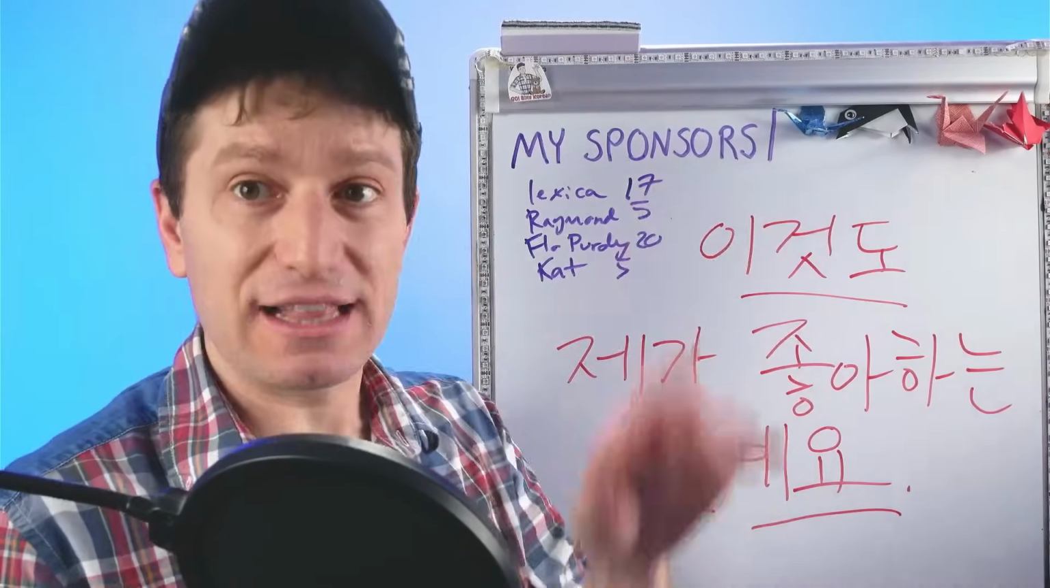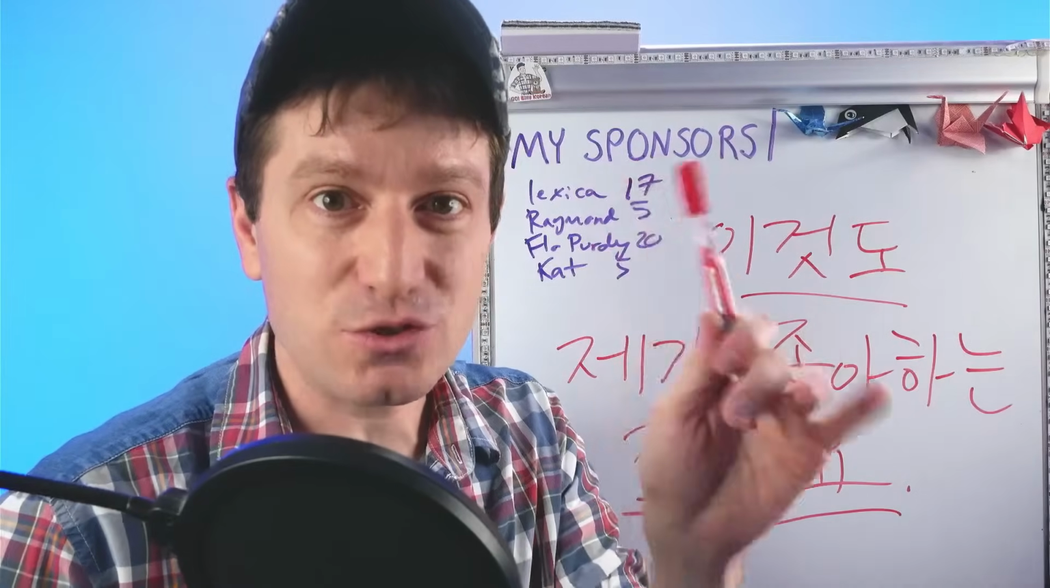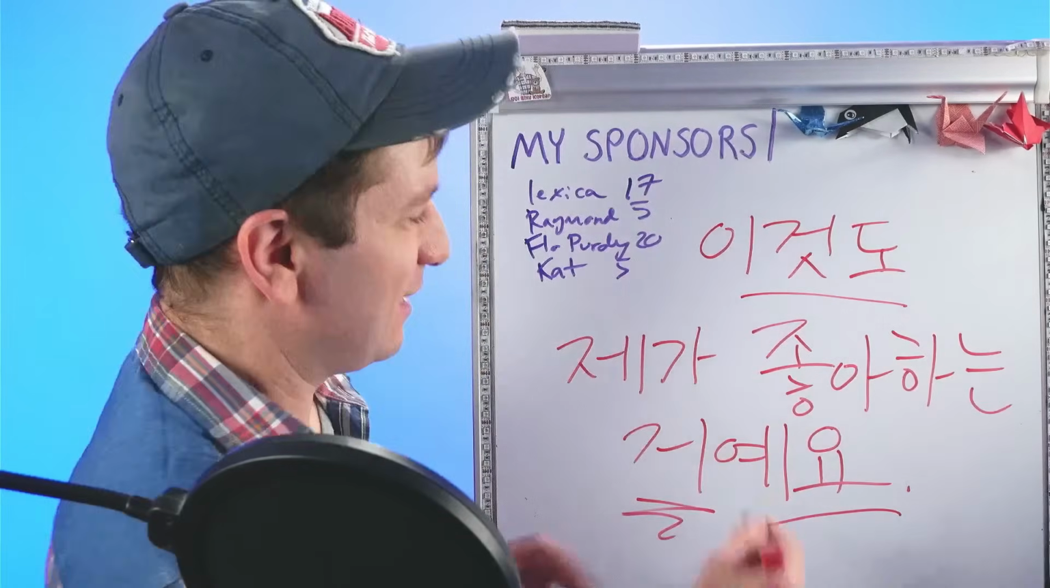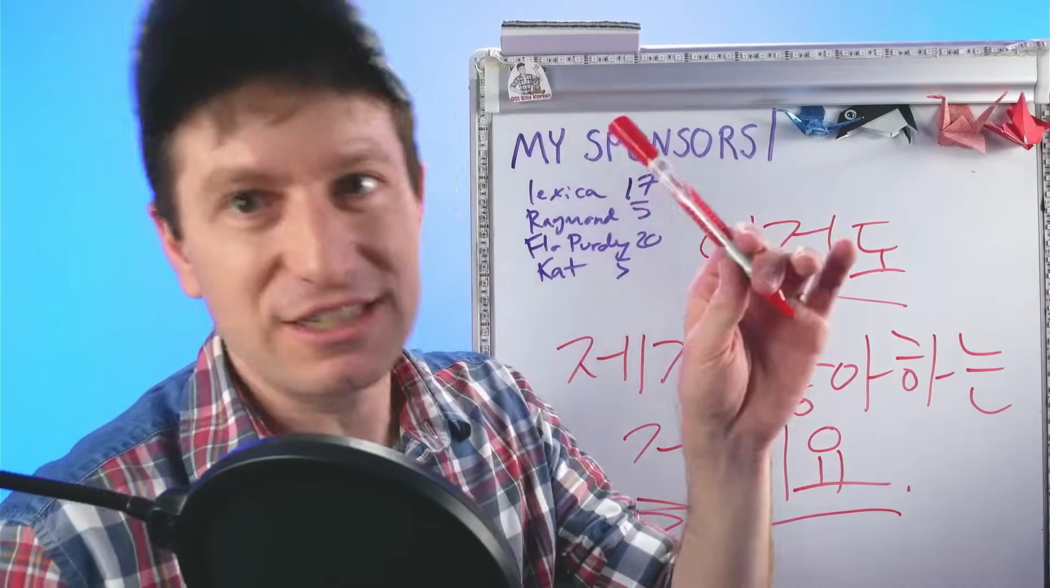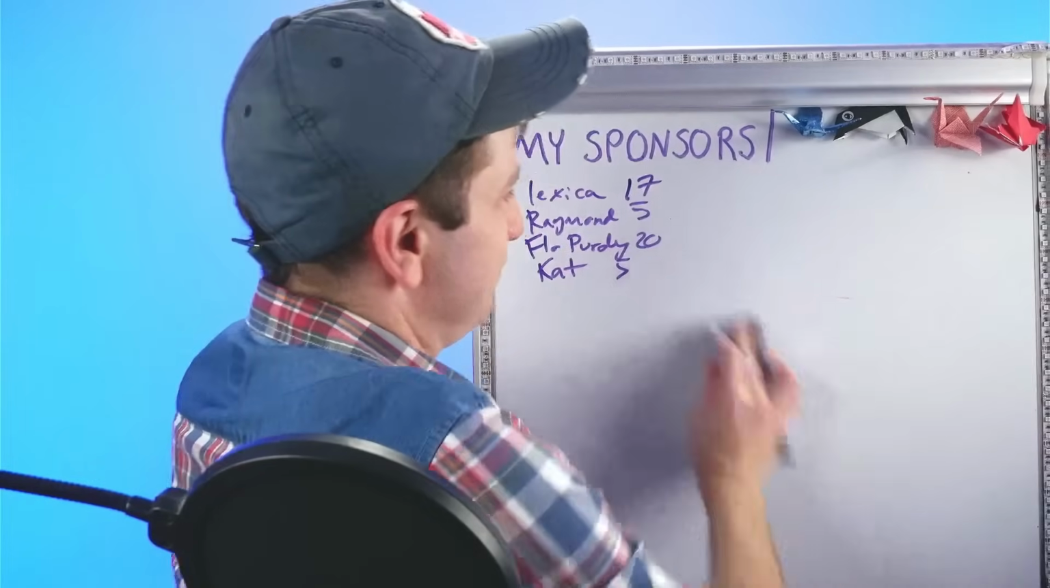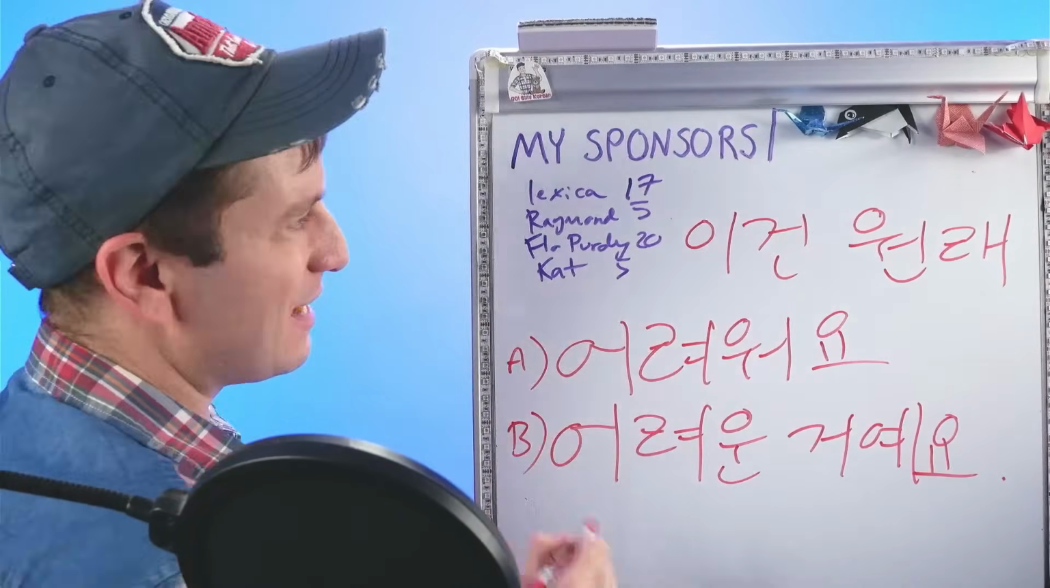This thing is also something I like. This is also something I like. 이것도 제가 좋아하는 거예요. Or 이것도 제가 좋아하는 거예요. This also, well, you see, I like it. You could end the sentence two ways.